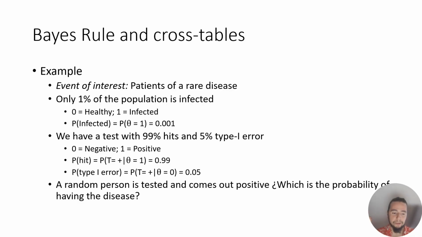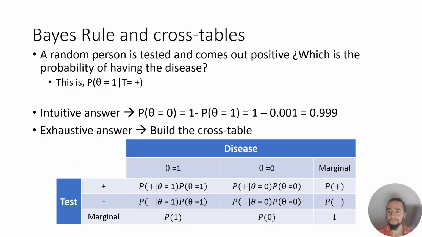We select a random person from the population and a positive test comes out. What is the probability of having the disease? This is interesting because we need Bayes' rule. The objective is not having a positive test given that the person is infected. It's the other way around. We want the probability of being infected given that the positive test has already occurred.